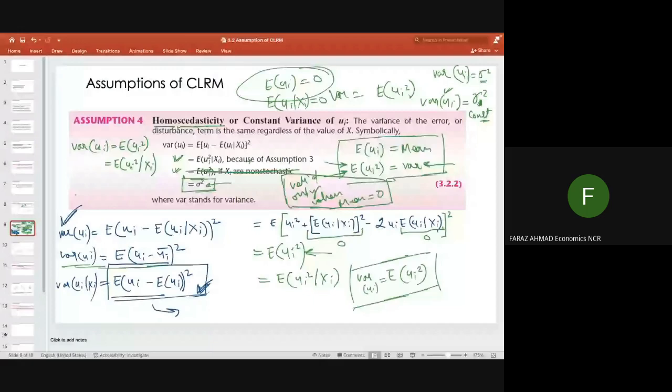So because of the assumption of homoscedasticity, you should always keep it in mind that you will always write the variance ui to be sigma squared, right? Not sigma i squared, because that would make your errors heteroscedastic, which we don't want, right? So keep that in mind.